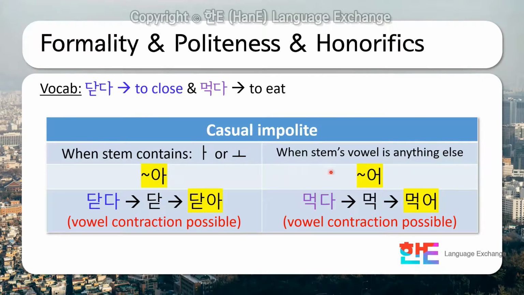And there's the other case, when the stem's vowel is anything else that is not either one of these two. An example of that would be 먹다. It means to eat, and you take the stem, which is gonna be 먹, after removing ta, and because it contains the vowel 어, and it's a vowel that is not one of these, we're gonna add 어 to the end. So it's gonna be 먹어.